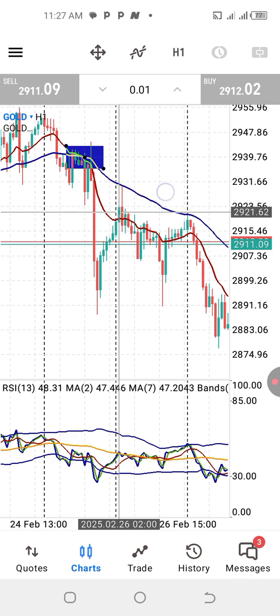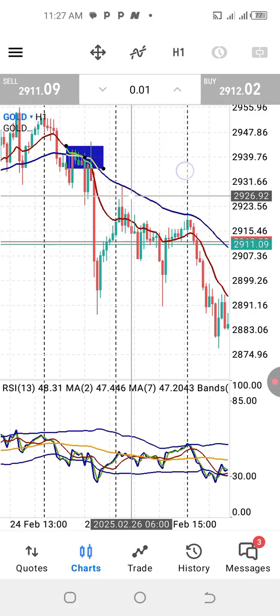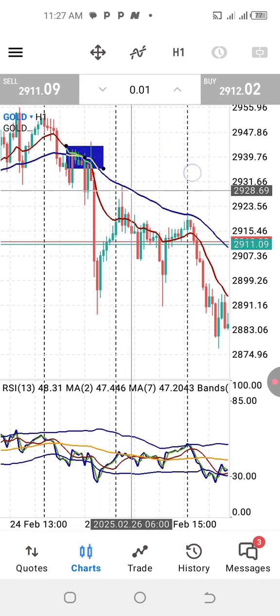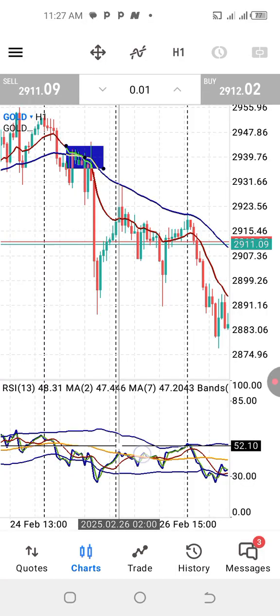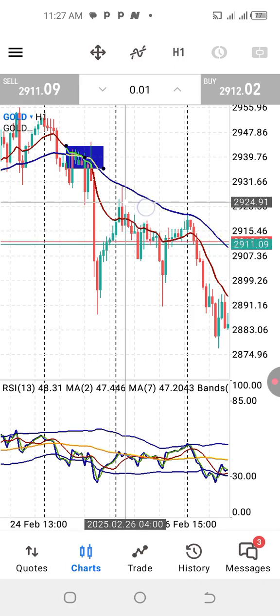Provided that the market is below the blue line. When the market is below the blue line and this blue line here crosses the orange line to the downside, you enter your sell without hesitation. Are you seeing?